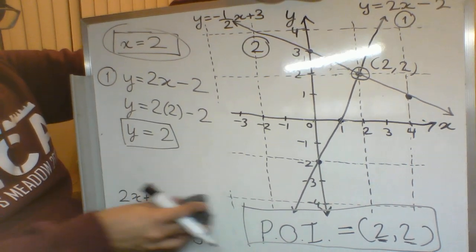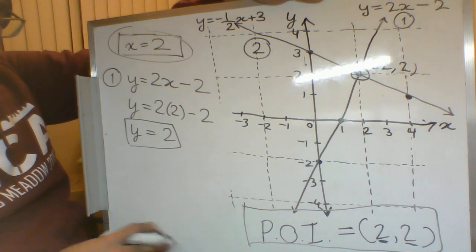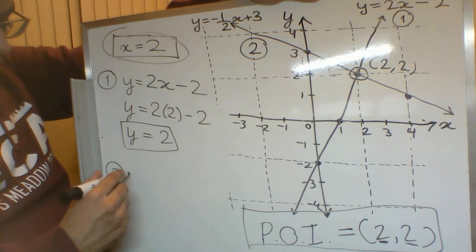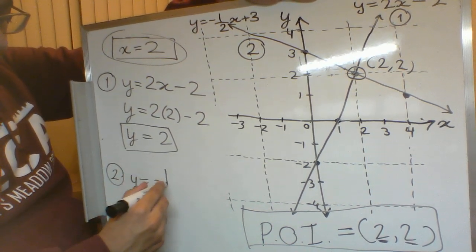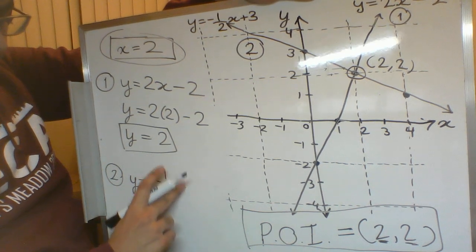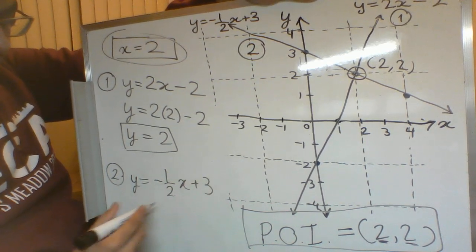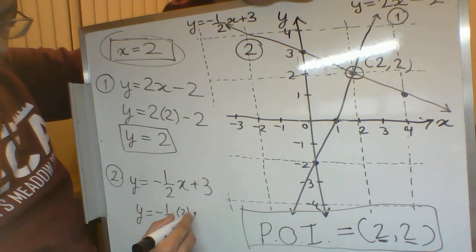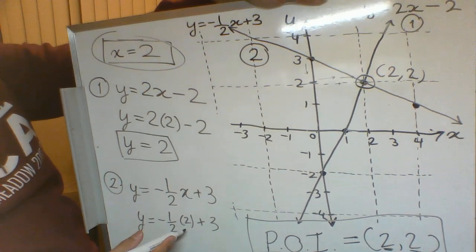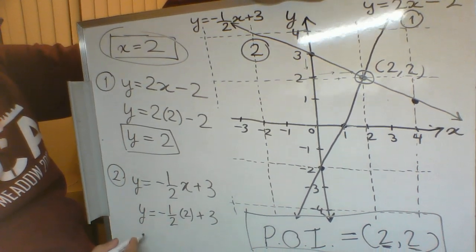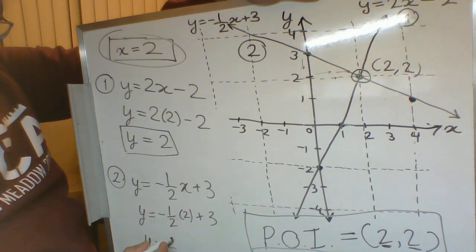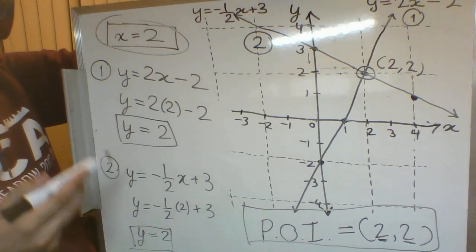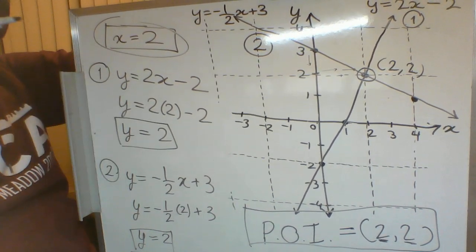And if we do the same thing with equation 2, hopefully you have this part copied out by now, though I do know I'm going a little bit faster. With equation 2, we'll end up with y equals negative 1/2 x plus 3. If we plug in x is equal to 2, then we get negative 1/2 times 2 plus 3. Negative 1/2 times 2 is negative 1. Negative 1 plus 3 is equal to 2. So by plugging it into either equation, that spits out a y value of 2 when our x value is equal to 2.